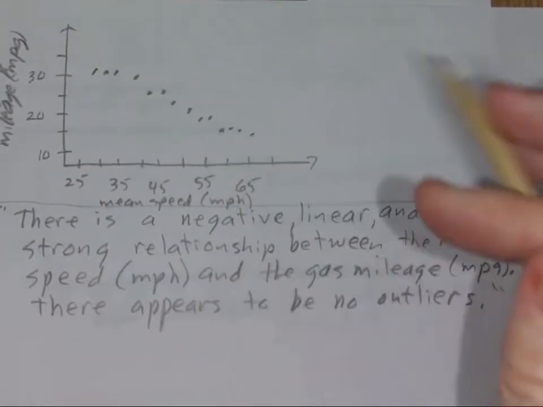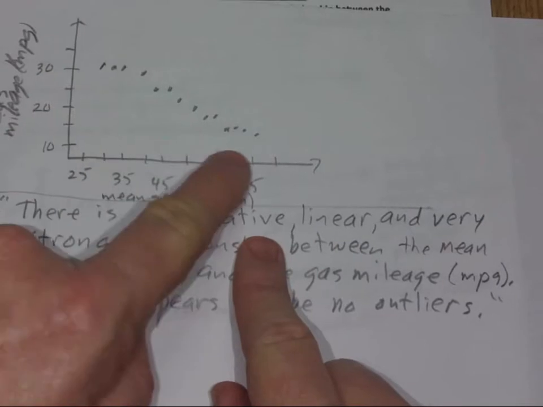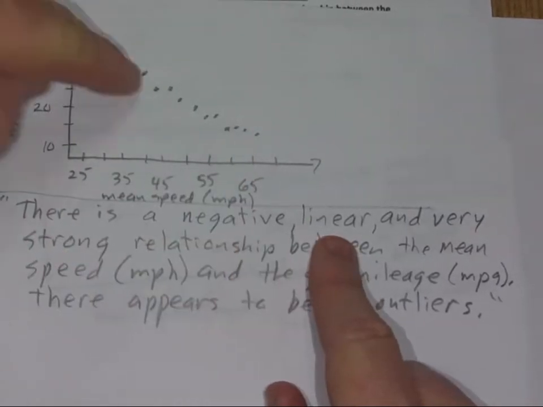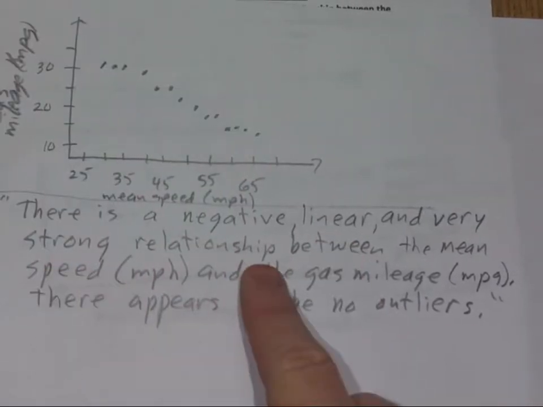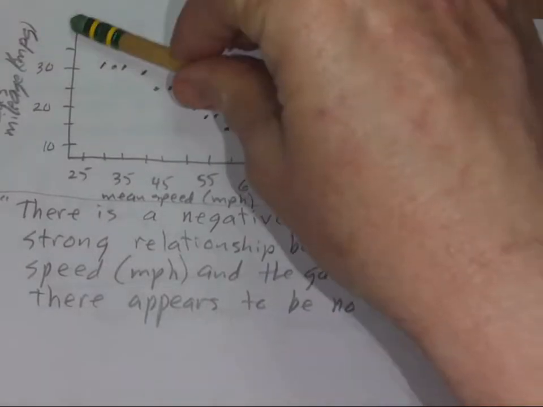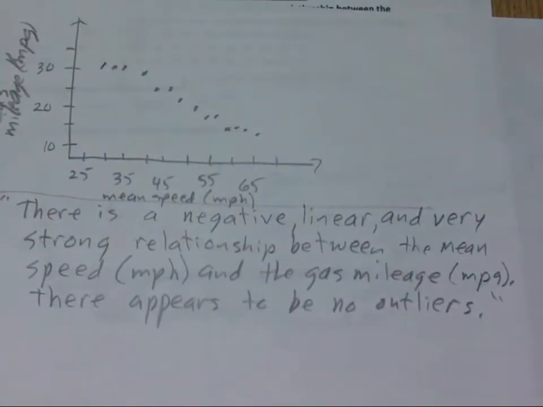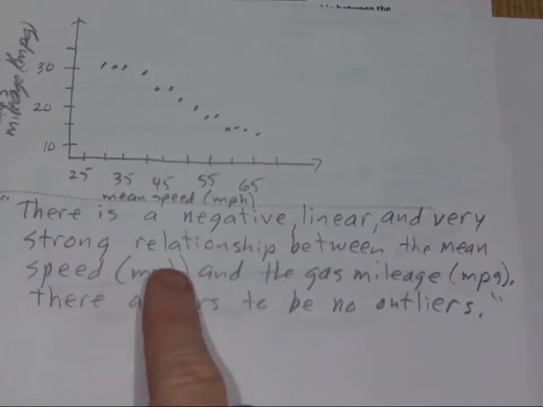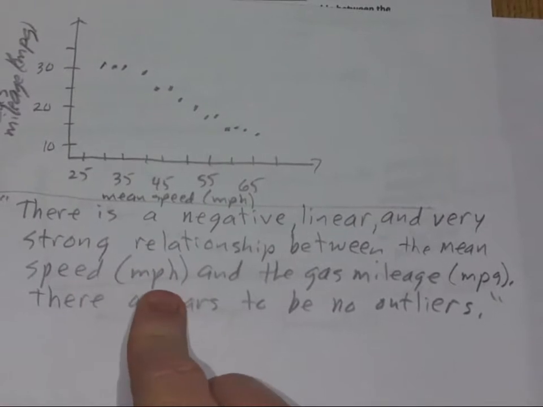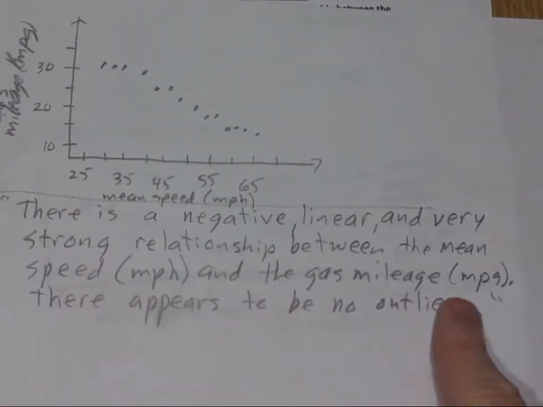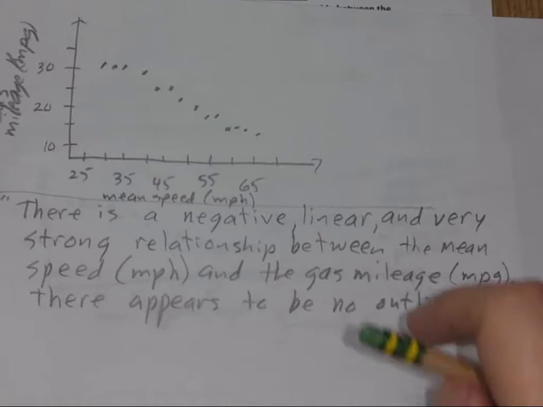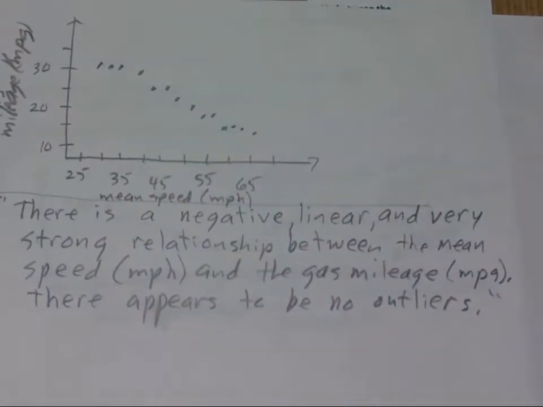Sometimes, it means in general it's going down from left to right. Linear, there's no noticeable curve, and it's a very strong relationship. They are very tightly packed in that pattern. Okay, between and say what your variables are, the mean speed and the gas mileage, there appears to be no outliers. There appears to be no points that are way above or way below the line.